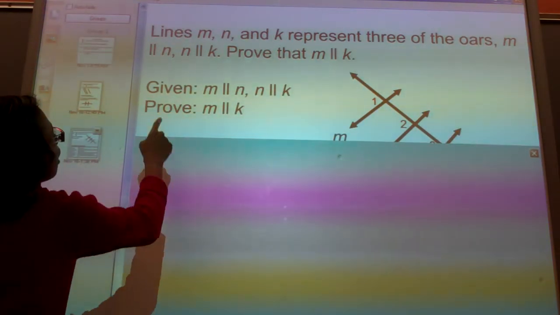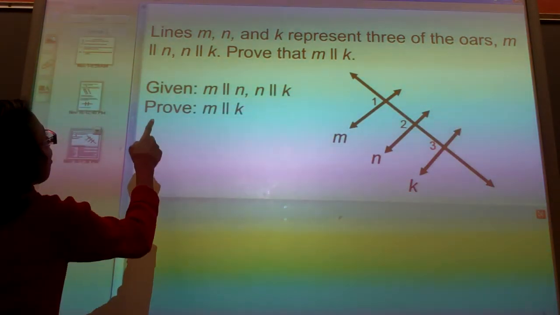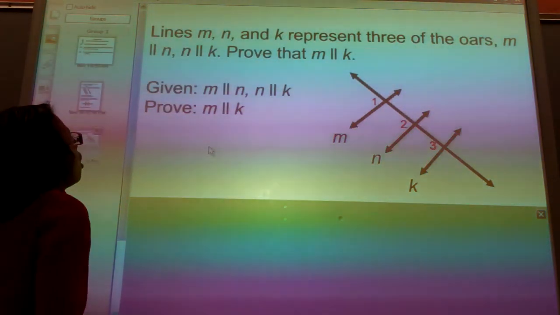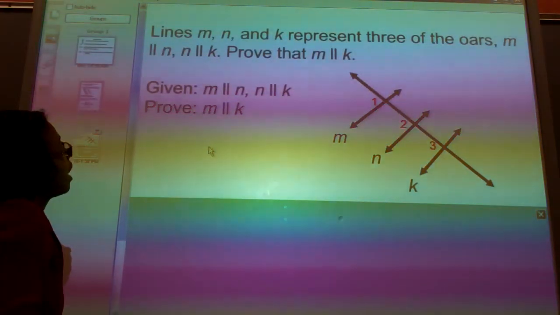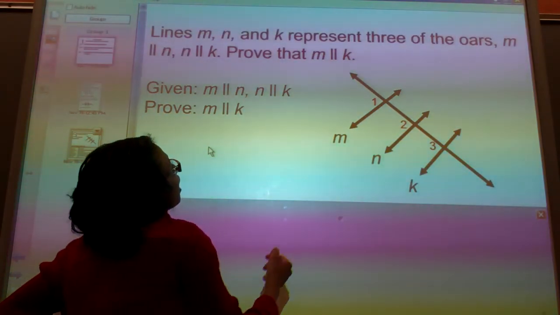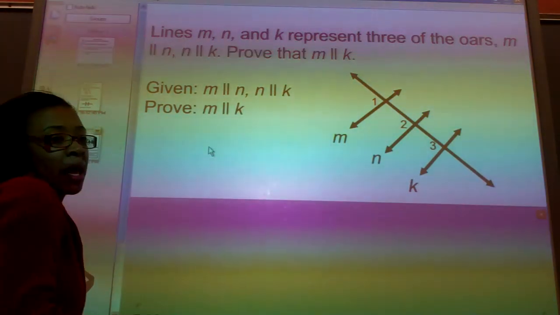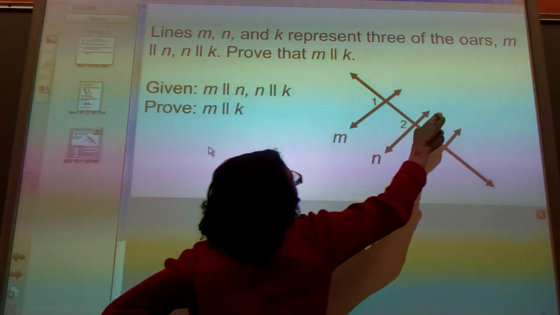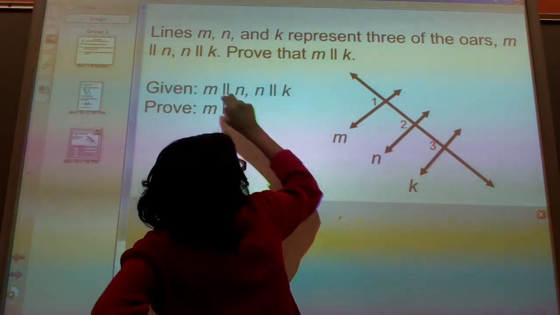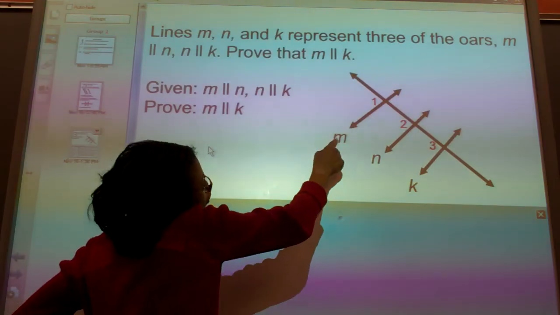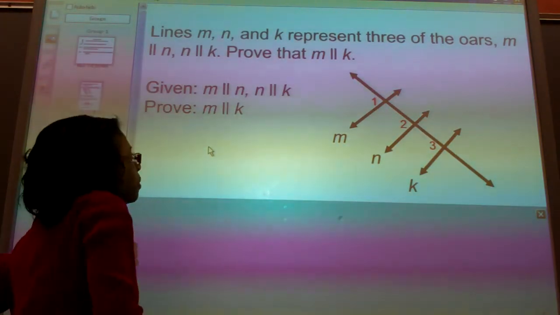We're using our books here for geometry. It says here that we have lines M and N, and it's about a canoe, so please make sure you read that whole first example for the proof. If lines M, N, and K represent three oars on a canoe, then line M is parallel to N, and you know that N is parallel to K. You have to prove that M and K are parallel. It's kind of like the symmetric property.